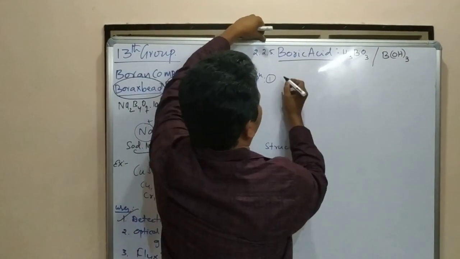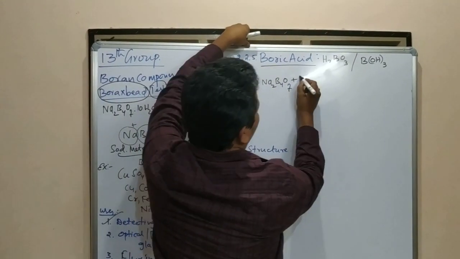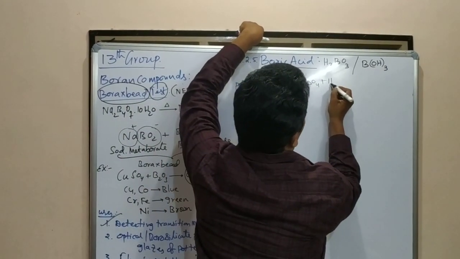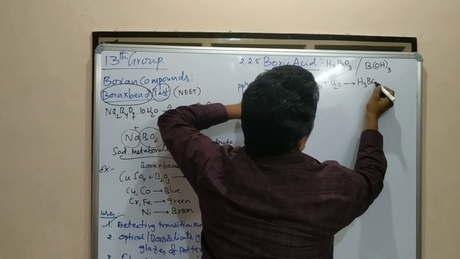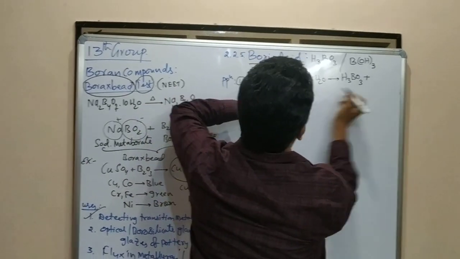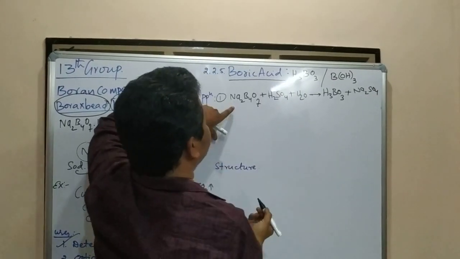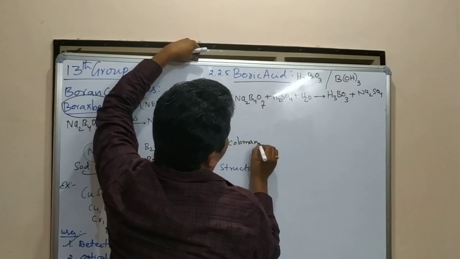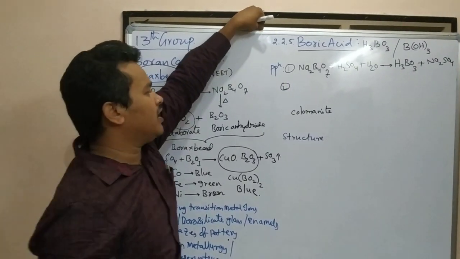What are you taking there? Borax, Na2B4O7, reacting with an acid, H2SO4 or HCl. Anyone you can take. I am taking H2SO4 with water. What is coming here? What we studied there: H3BO3, and one salt, sodium and SO4, so that Na2SO4. This one was already studied. And the other preparation is colemanite. This also came previously, when we talked about borax. What is this colemanite?